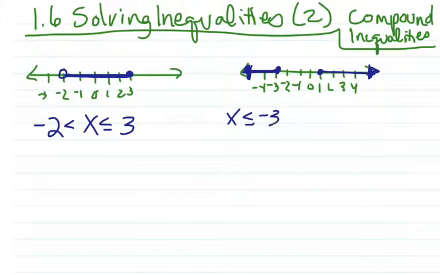The other one has two separate parts. It's got one part where x is less than or equal to -3, and one part where x is greater than or equal to 1. So it's the two ends there. And so that's an OR graph. The first one is an AND graph.